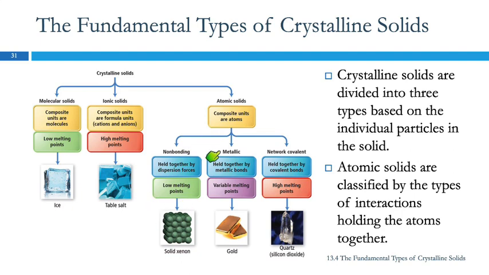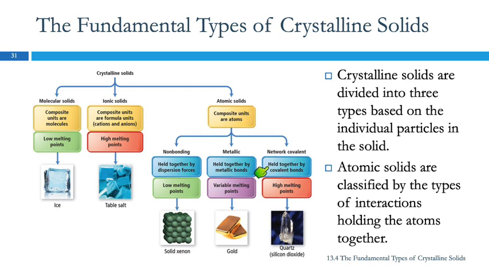Metallic atomic solids are the most common. These are held together by metallic bonds, and these are going to have varying melting points. We know that mercury is a liquid at room temperature, right? But things like iron, you have to get them really hot to melt.